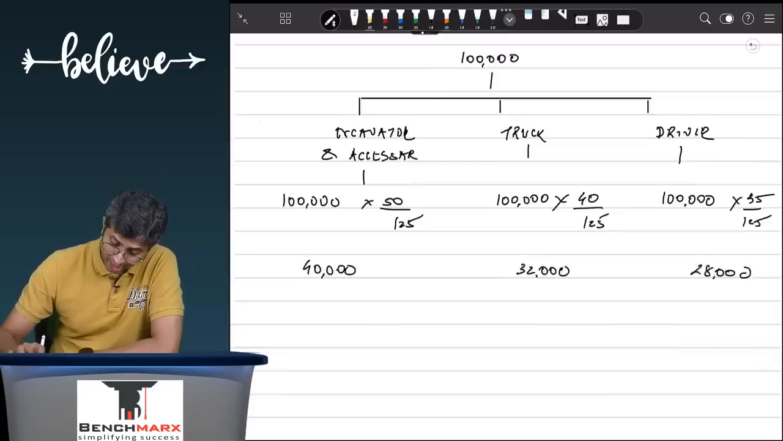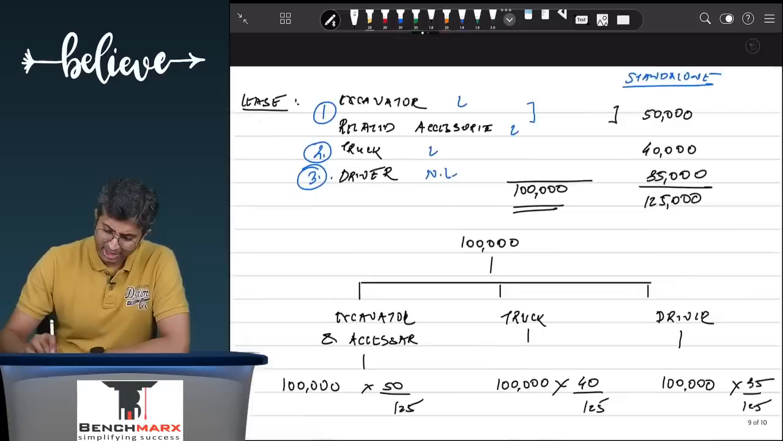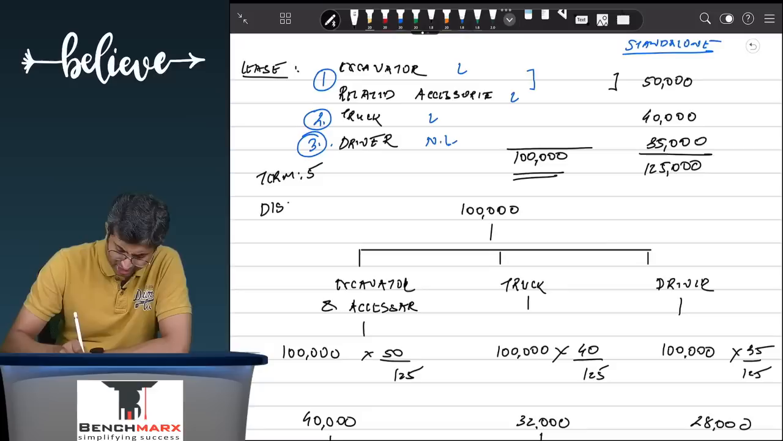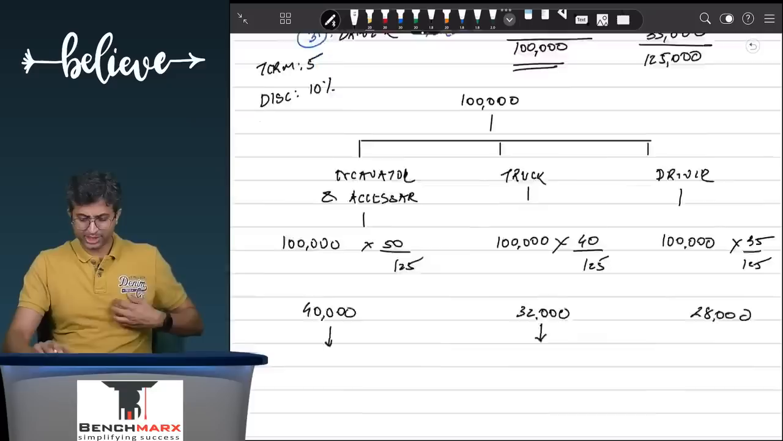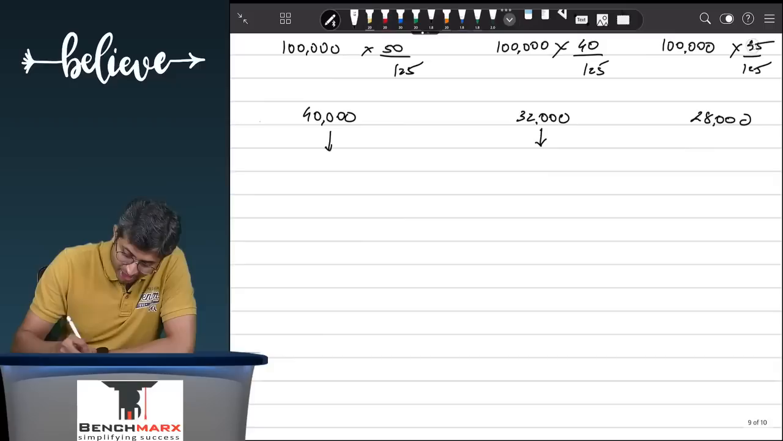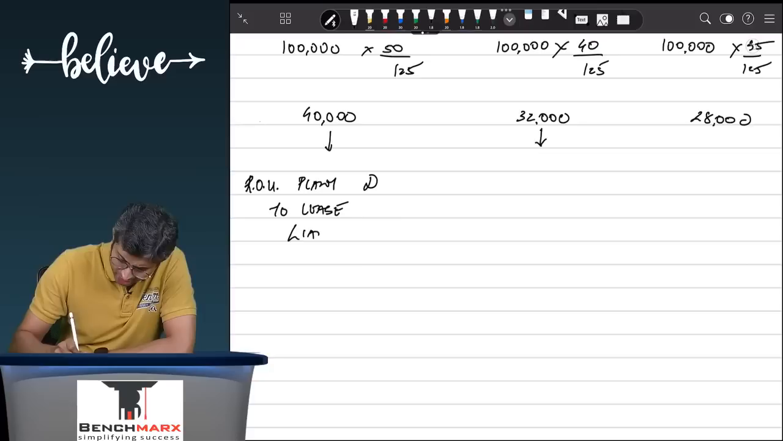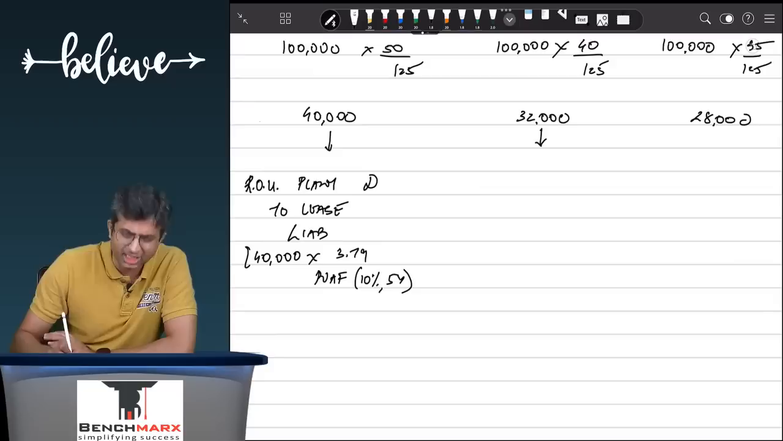Now, since the excavator and accessories are considered to be lease components, let us say the lease term, for example, is 5 years and the discount factor is, let us say, 10%. For simplicity, we need to remember that whenever there is a lease, you have to show a right of use asset and a corresponding lease liability. So, you will say Right of Use Plant and Machinery, let us say the excavator, account debit to lease liability, you will recognize this initially at 40,000 into the present value annuity factor at the rate of 10% for a period of 5 years, which for simplicity, let us say, is 3.791, it is 3.7908, but for simplicity, we can take this.